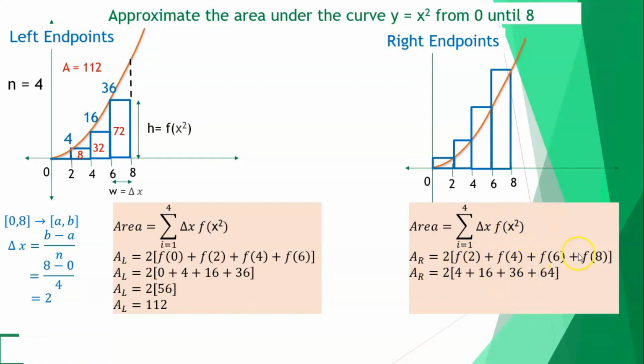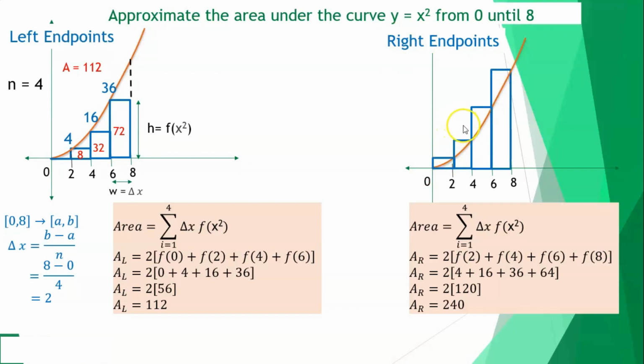6 squared is 32. And 8 squared is equal to 64. Adding all of this, we will have 120. So times 2, it's 240. So making use of the right Riemann sums, the result is 240. But making use of the left endpoints, the result is 112. So observe this one. For the right endpoints, take note there are extra parts here.